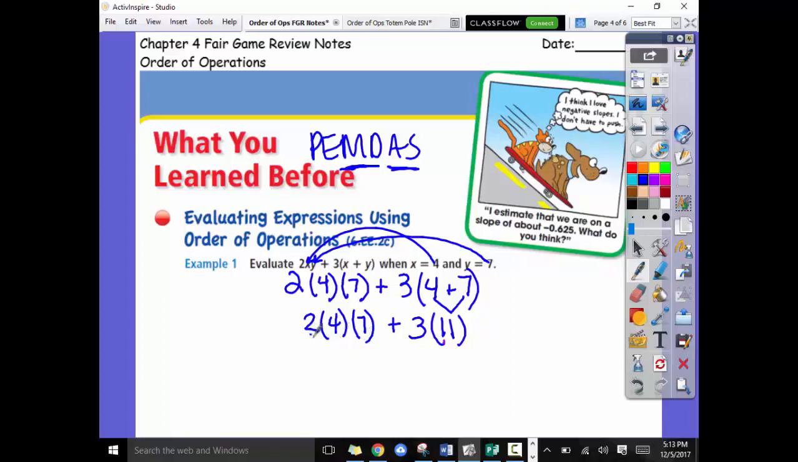So I go look for multiplication. The first multiplication or division I see, I'm going to do that. 2 times 4 is 8. Bring everything else down. 8 times 7 plus 3 times 11. Then I'm still on multiplication here because I see 8 times 7 is 56. Bring everything else down. And then I'm going to keep going with multiplication because I see more multiplication. 3 times 11, 33. And finally, I have two numbers with one expression. 56 plus 33, which equals 89.